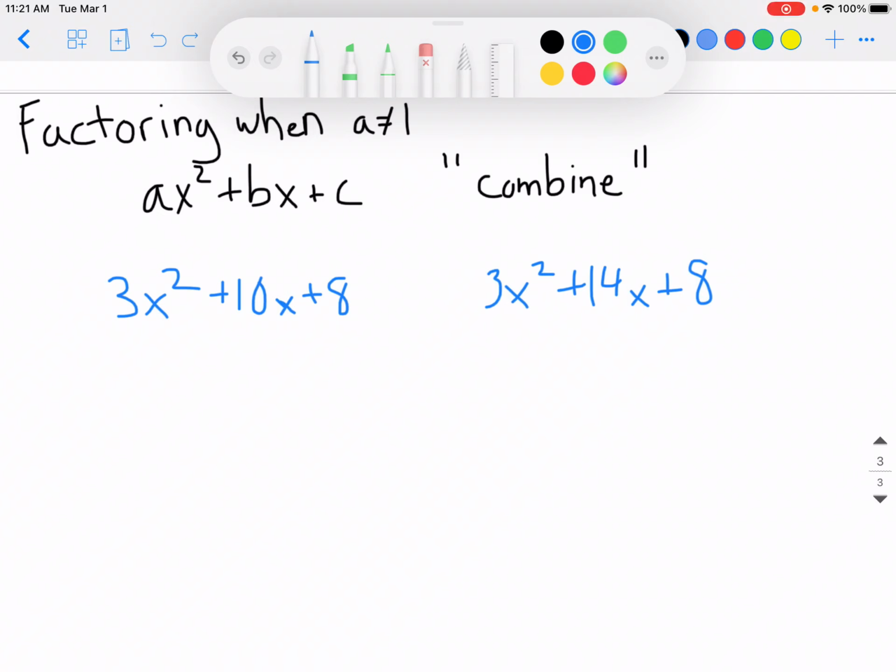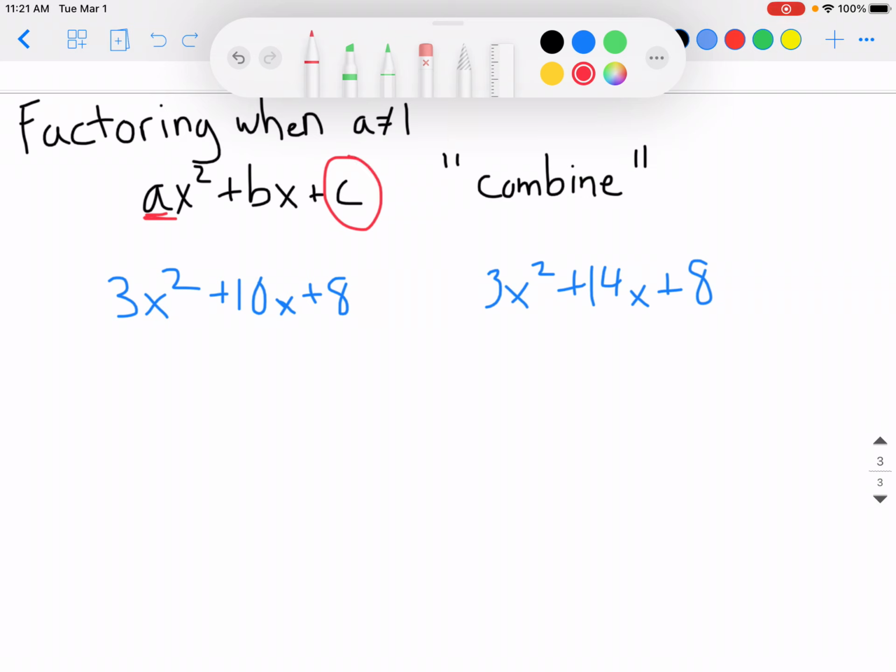Hello and welcome to this example video where we're going to work on factoring when a doesn't equal 1. Now keep in mind, when we're dealing with a quadratic or a trinomial form polynomial, we are looking at ax squared plus bx plus c. Now normally when we are trying to factor these when a equals 1, we start off with c.